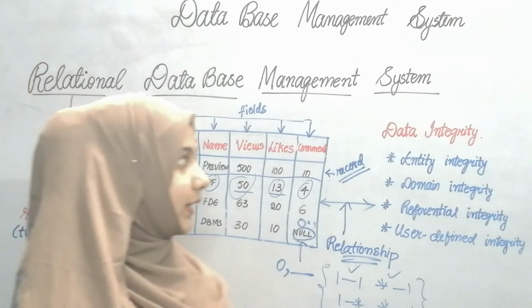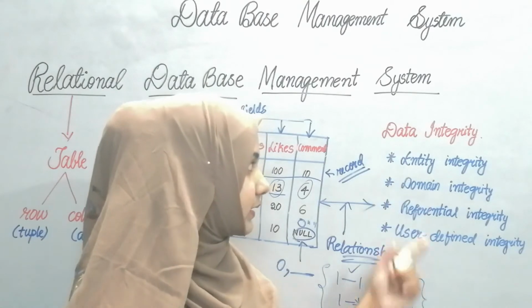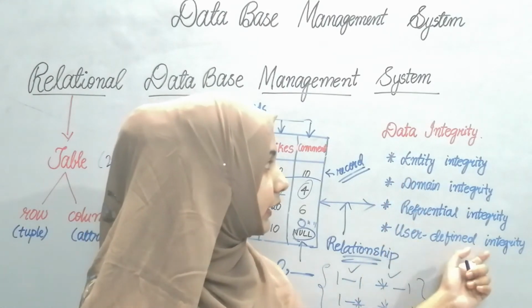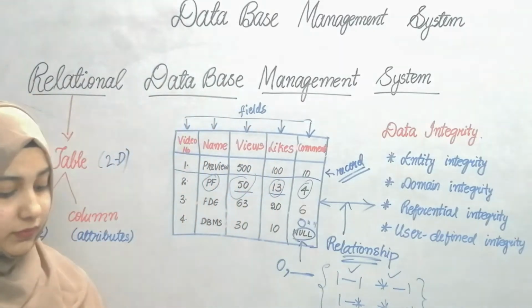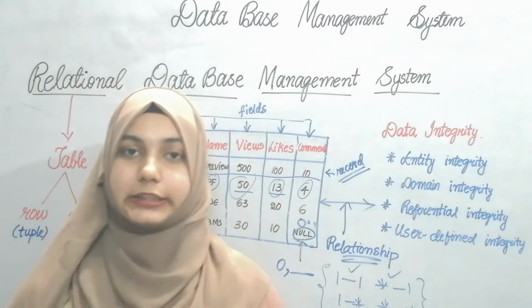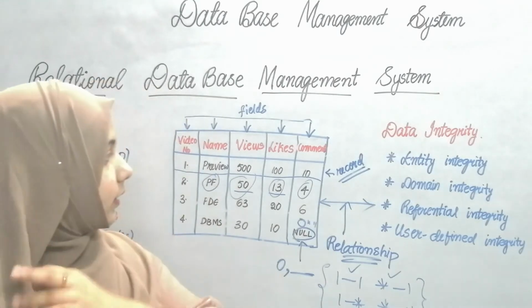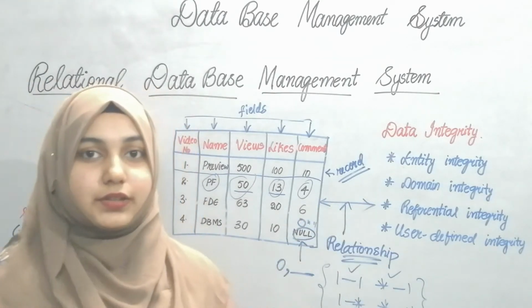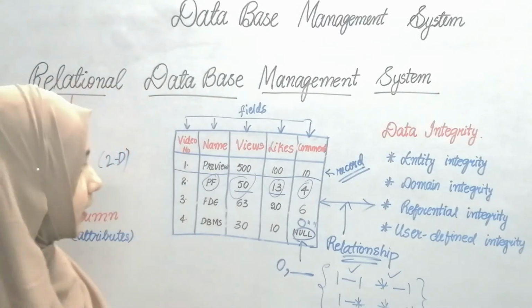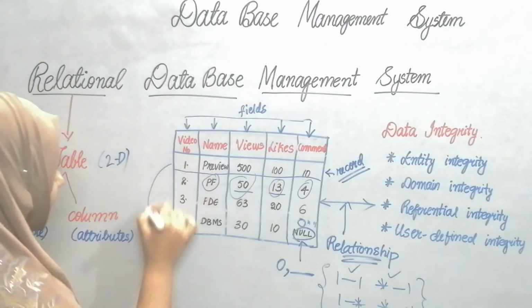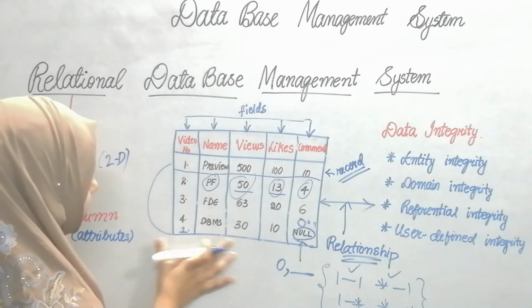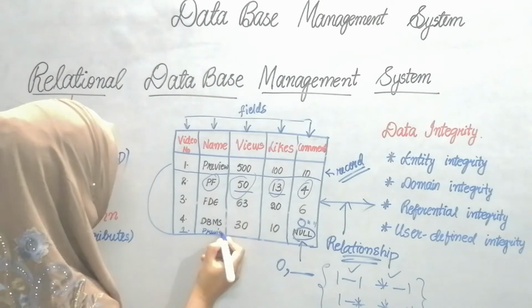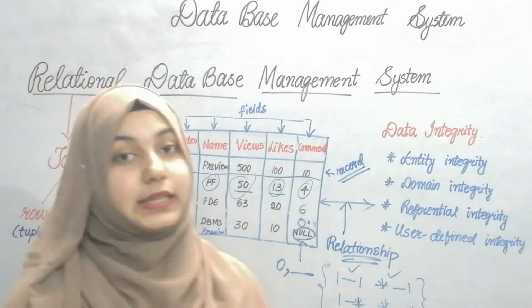Clear? Now the data integrity can be achieved with 4 different things: entity integrity, domain integrity, referential and user defined integrity. Okay, the first one, entity integrity, means what? It says that entity integrity ensures that there are no duplicate rows. Suppose I've got 1 and again suppose I'm having 1, there should be no duplicate rows. I told you the tables will have uniqueness in them.